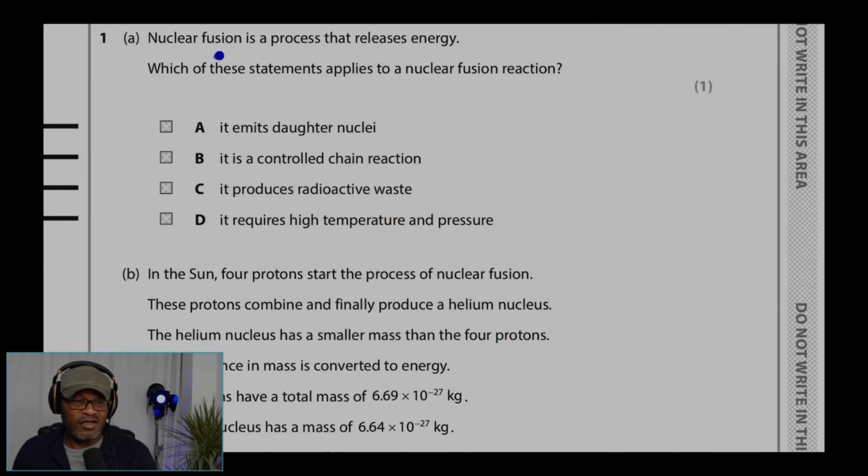1a. Nuclear fusion is a process that releases energy. Which of these statements applies to a nuclear fusion reaction? A. It emits daughter nuclei. B. It is a controlled chain reaction. C. It produces radioactive waste. D. It requires higher temperature and pressure. And so the answer will be D. It requires higher temperature and pressure.